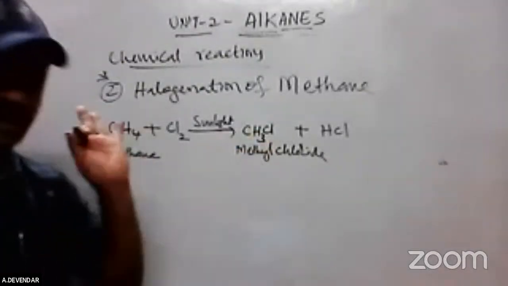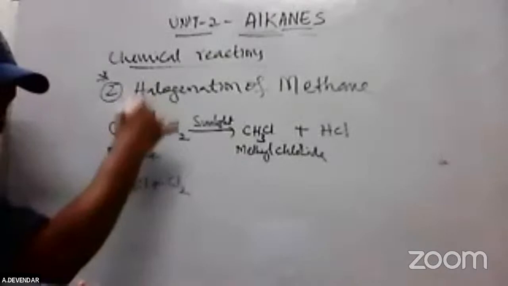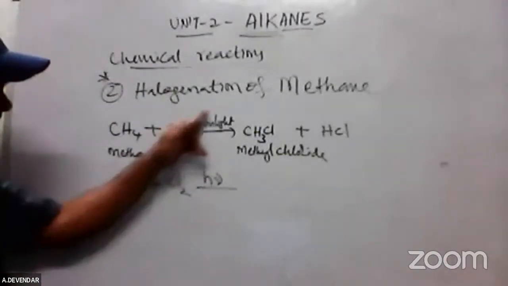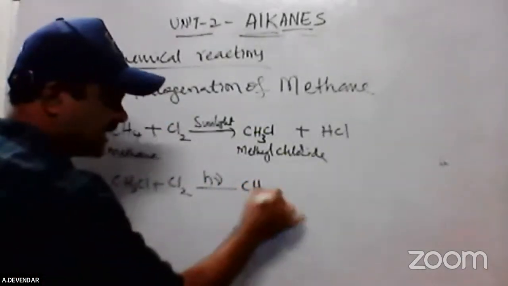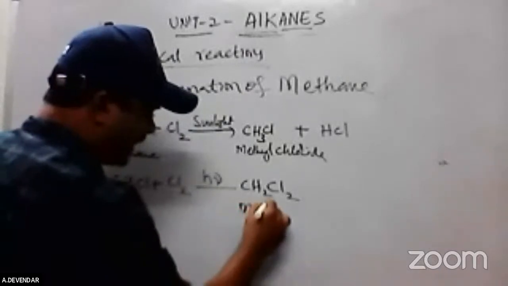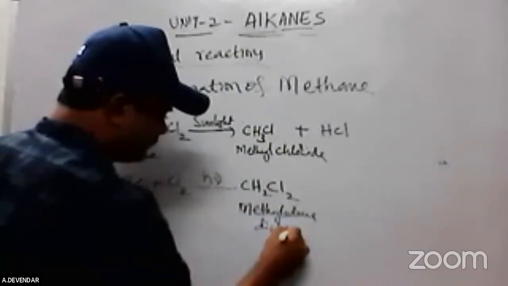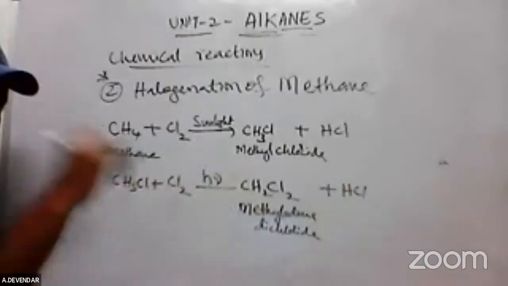This methyl chloride does not stop the reaction. Again, this methyl chloride reacts with the chlorine present in the reaction in the presence of sunlight. The h nu I am using is nothing but the representation of sunlight. Again, one more HCl is liberated, and this is methylidine dichloride, plus HCl. Here also the reaction does not stop.